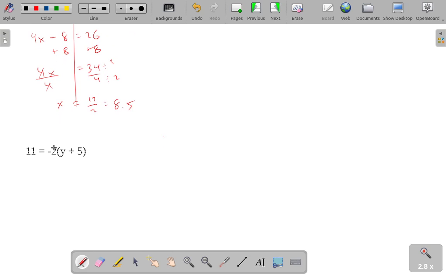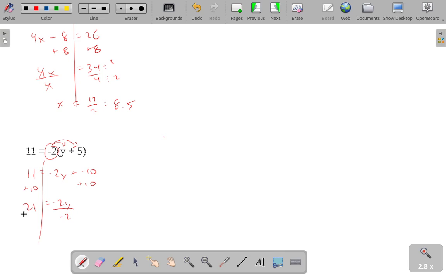Alright, on this one, I want to distribute my negative 2 through the parentheses, giving me 11 equals negative 2y plus negative 10. When I'm unwrapping my y here, I'm multiplying by negative 2, then adding negative 10. Let me call that subtracting 10 because it's easier to think about. So to undo subtracting 10, I will add 10 to both sides, giving me 21 equals negative 2y.